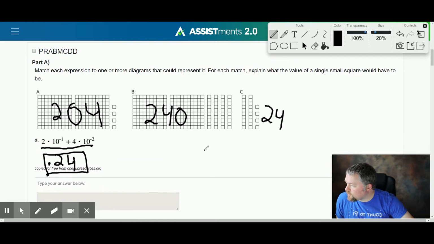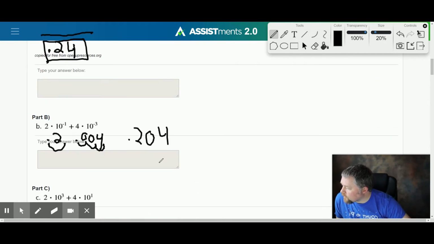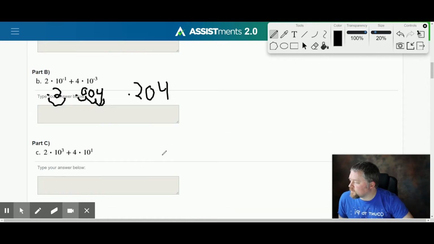So if we scroll back up, which one of these could be the number 0.204? Well, that has to be A. A, 204, is the same as this with the decimal point moved around.